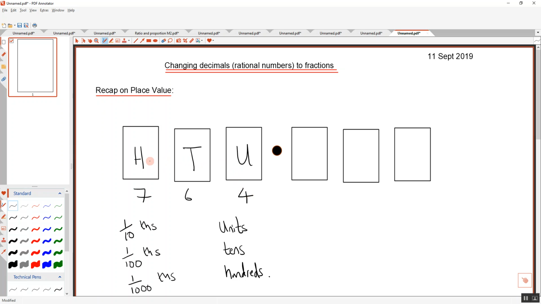How many groups of 100 do I have here? 7, right. So if I read this, Ryan, read it out to me. 764, because it's 6 tens, and 6 tens are 60. Now, on the other side of the decimal point, what is this column referred to?